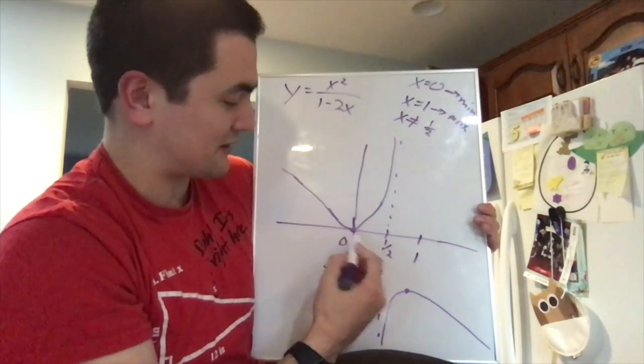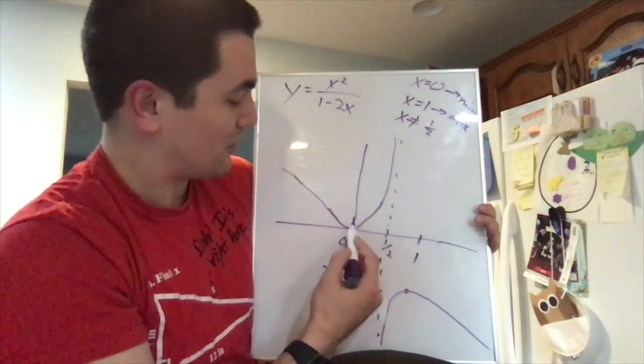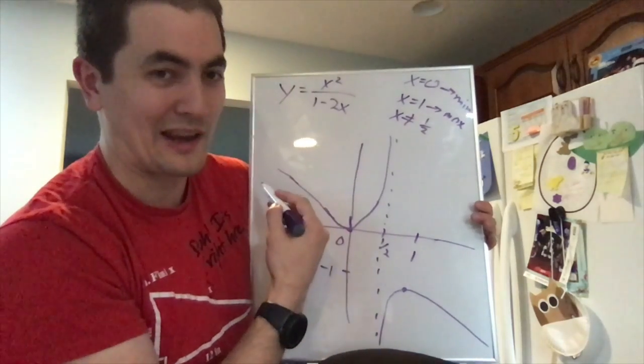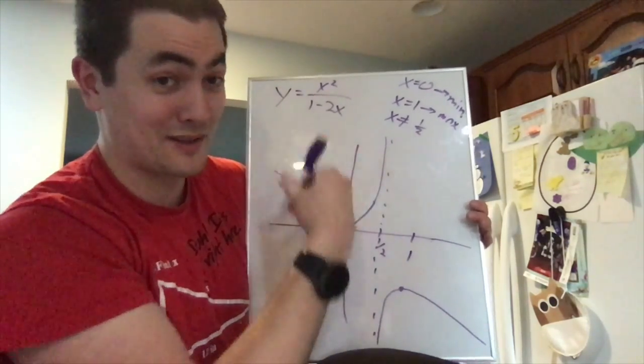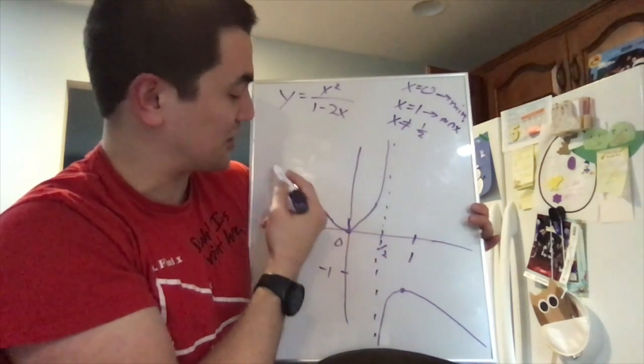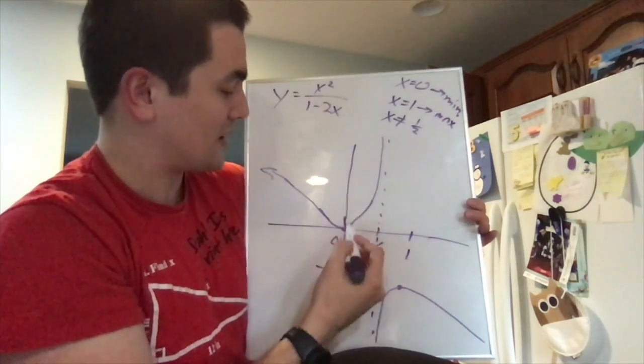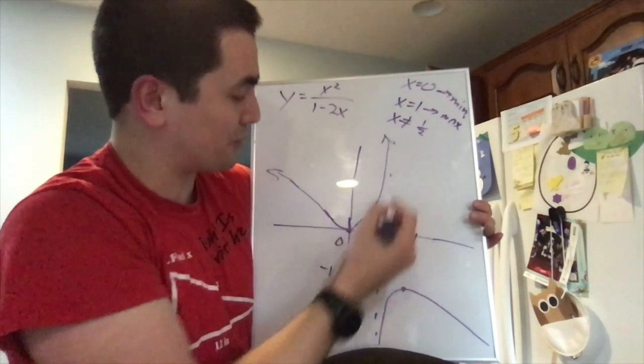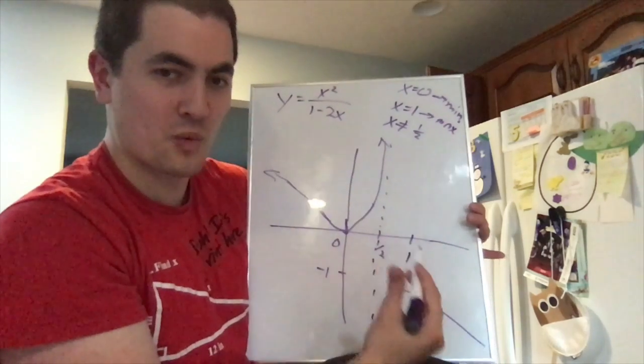And since these are the only two stationary points, we know that this is not going to dip back down anytime soon. It's not going to dip back down, because if it did, that would be another stationary point, and we didn't find that. So that means this is going to actually go up forever in this direction right here. And going up this way, it's going to approach 1/2, but never quite touch 1/2.